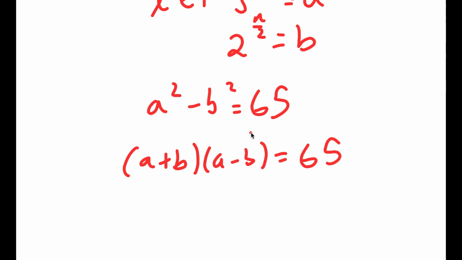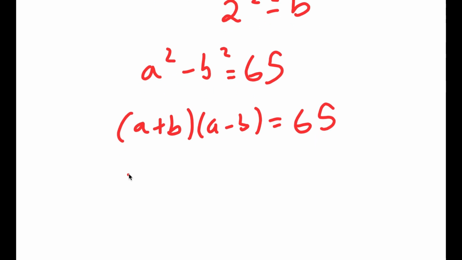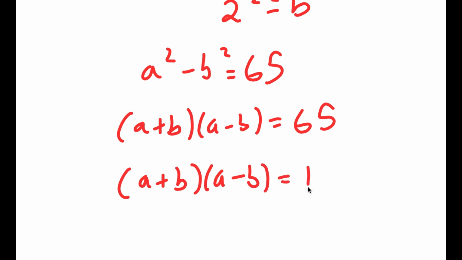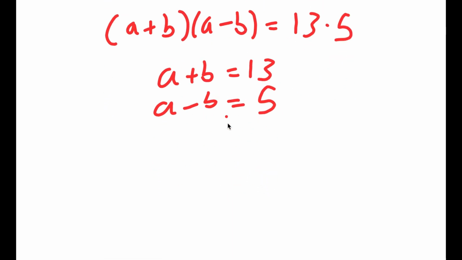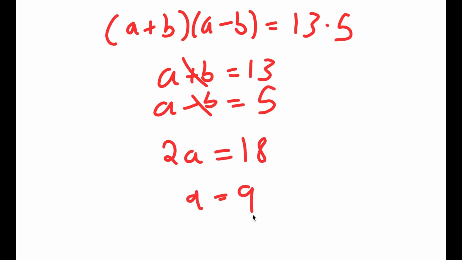And 65 I can rewrite as 13 times 5. So I have a plus b times a minus b is equal to 13 times 5. And we can say that a plus b is equal to 13 and a minus b is equal to 5. So now I have a system of equations. And to do this, I'm going to cancel these two out, add a and a, so I get 2a is equal to 13 plus 5, which is 18, meaning a equals 9.